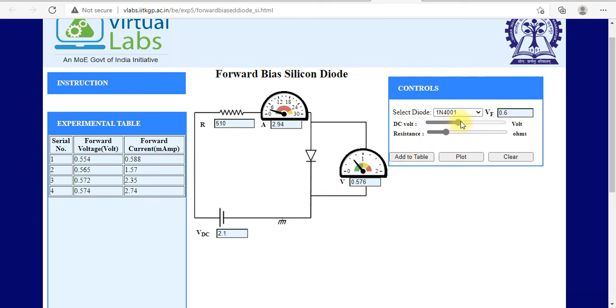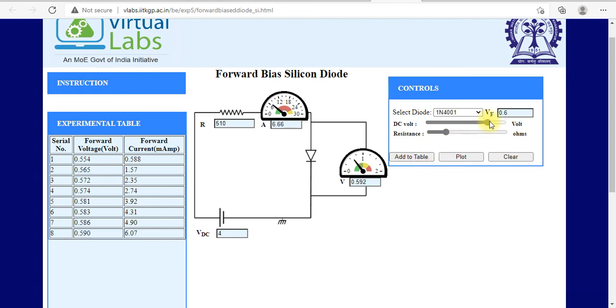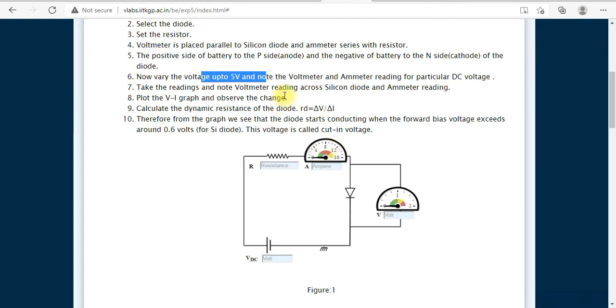And this is 2.6. Add to table. This is 2.8, 3. Add to table. This is 3.8. Add to table. 3.7. Add to table. VDC 4.1. Add to table. This is 4.4. Add to table, and up to 5. Add to table. This is the variation.